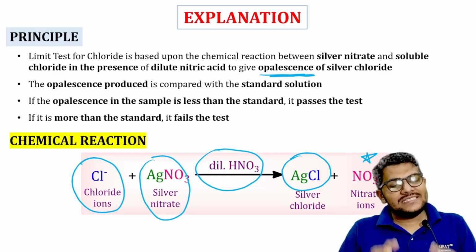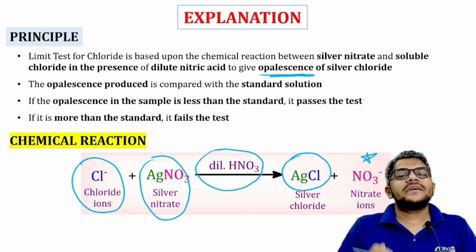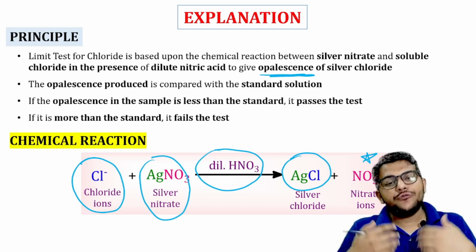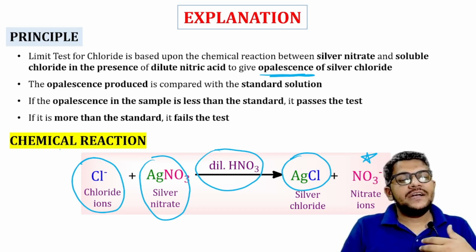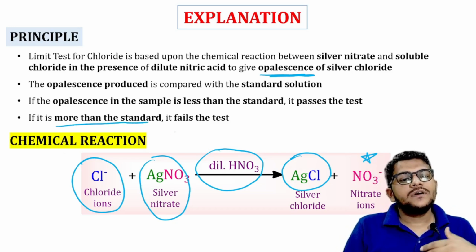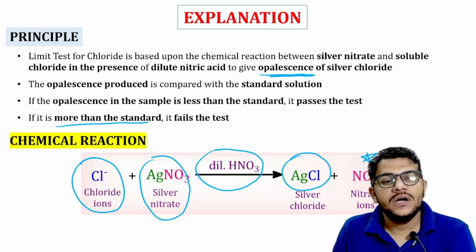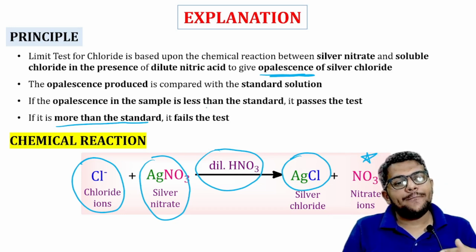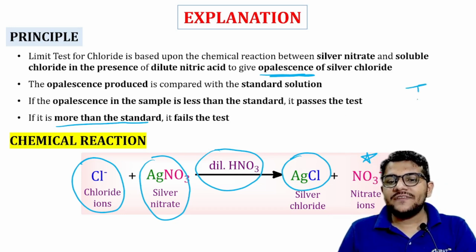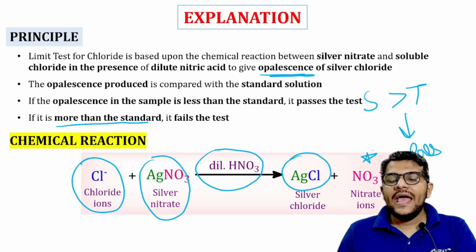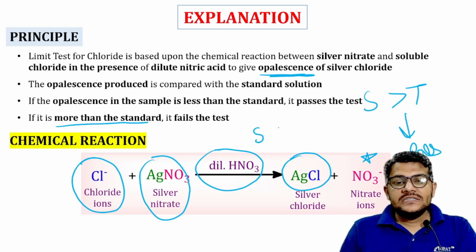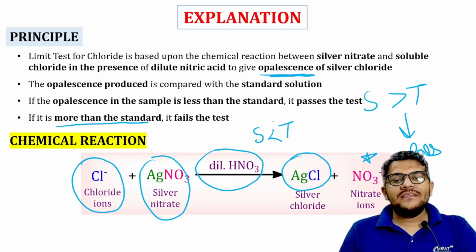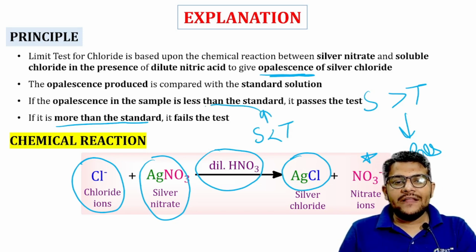If the test sample is somehow more turbid than the standard, it is going to fail the limit test. If the standard is more turbid, then it is going to pass the limit test, or the opalescence in the sample is less than the standard. If the test has less turbidity and the standard has more turbidity, it is going to pass. And if the test has more turbidity than the standard, it is going to fail the limit test.